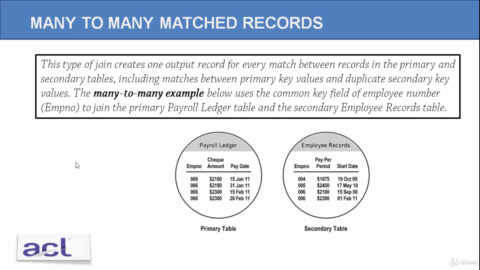All right guys, so this is the last type of join. We call it many to many match records, and this is how it looks. We are still using the payroll ledger and employee records tables, but with different content this time around. Sometimes you have multiple records on a primary table, and on the secondary table you also have multiple records for the same employee number. So what kind of join are we going to use in this scenario? That's when you'll be thinking of many to many match records.